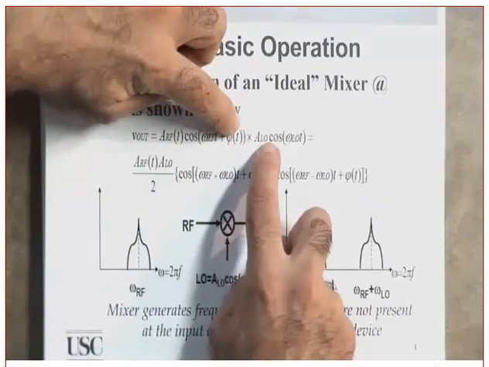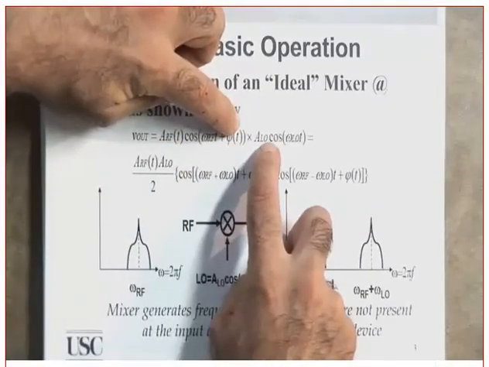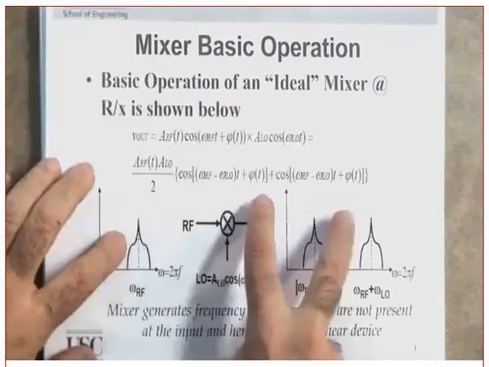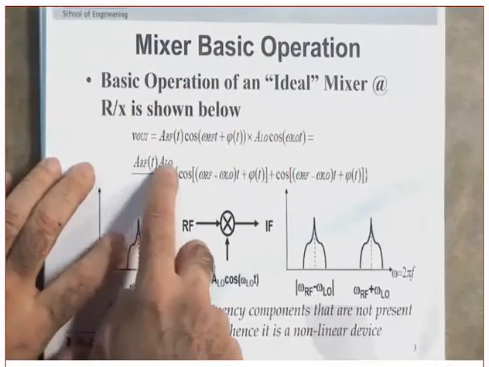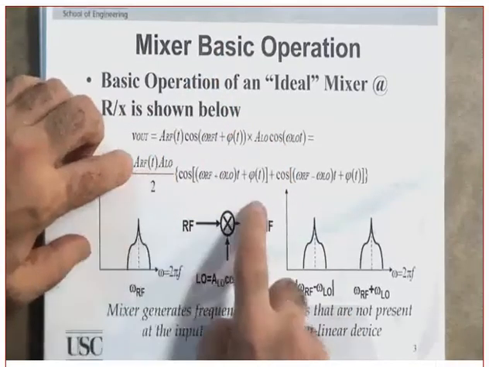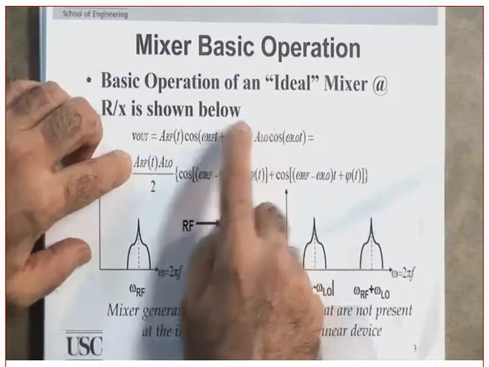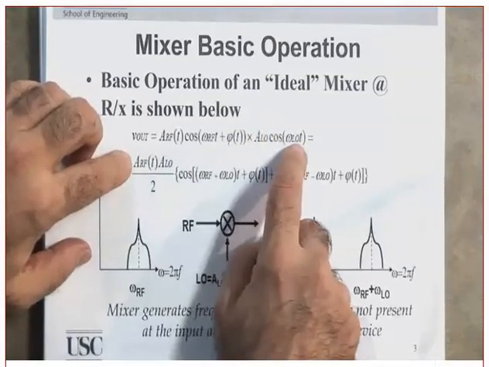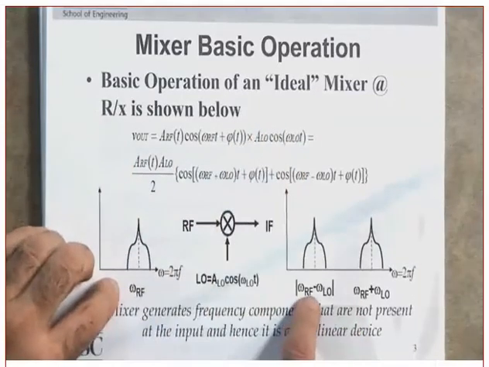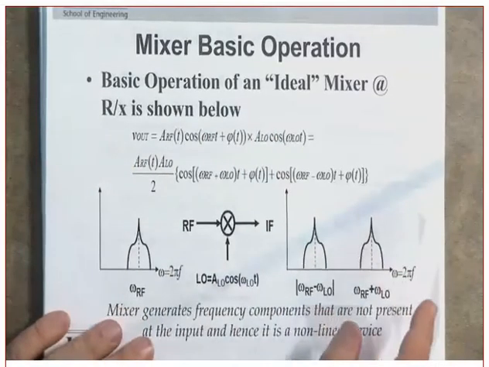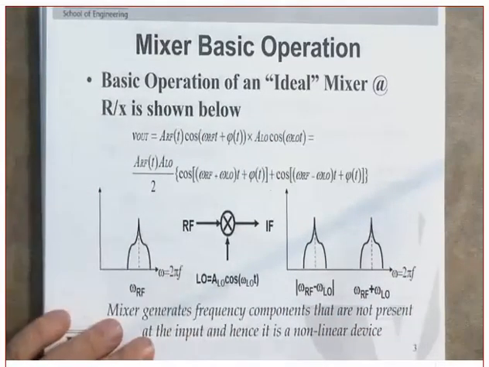I am multiplying it by a pure local oscillator. It's a cosine. When you multiply these trigonometric terms, what do you get? The modulation is still intact, both in the amplitude and in the phase. But instead of being centered around omega LO, it is now centered around omega IF. Clear? And again, remember, the LO could be a high side injection or a low side injection that we studied earlier in the semester.